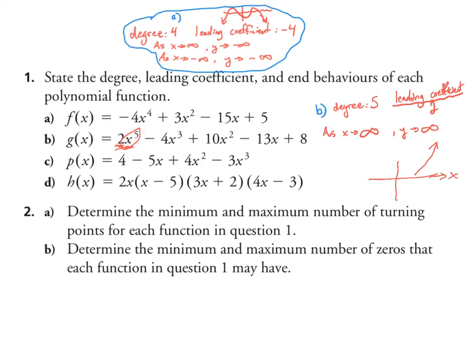Okay, and what about the left? Well, the left is easy. It's a degree 5, so it's going to go 1, 2, 3, 4, 5. Oh, looks like we're starting very, very low. So as x approaches negative infinity, which is to the left, y is really, really far down, which is negative infinity. That's the end behaviors.